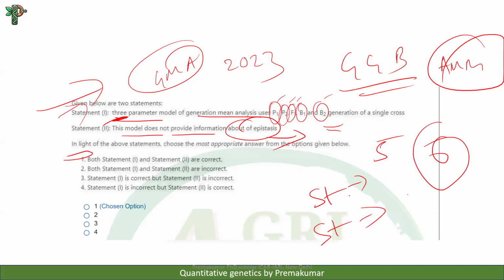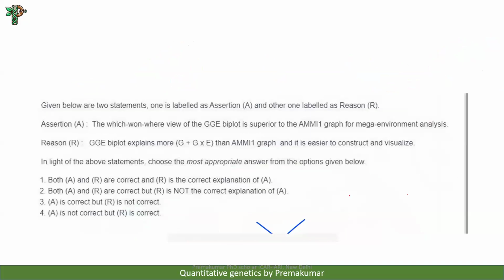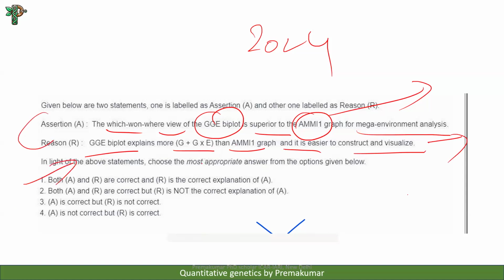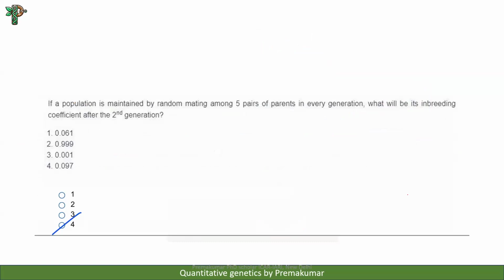Here statement one is wrong, statement two is correct. Then here is one question asked in 2024. Which view of the GGE biplot is superior to AMMI analysis that we have discussed for the mega environment analysis, where the GGE biplot explains more G plus GE than the AMMI one graph and it's easier to construct and visualize. Both are correct, and R is the correct explanation of A. This is very, very important that we have discussed while comparing the GGE biplot and AMMI biplot.